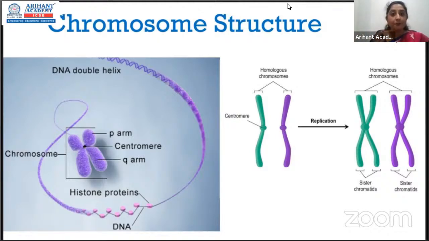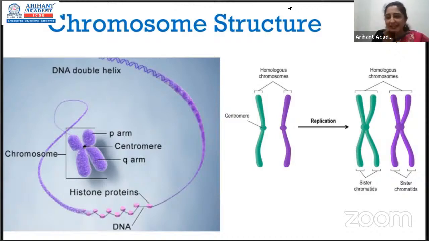So the body has got a beautiful mechanism: 1, 2, 4, that is, 2N becomes 4N, 46 becomes 92. Yes, the chromosome number becomes doubled. Now, how does a chromosome number become doubled? Simple. The homologous pair of chromosomes, see the picture on the right, produce a replica.